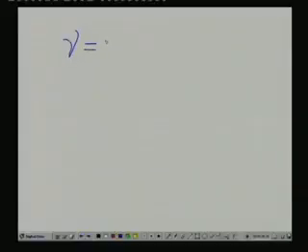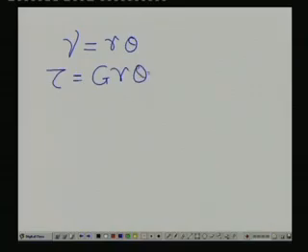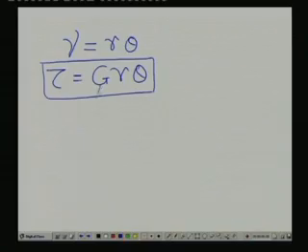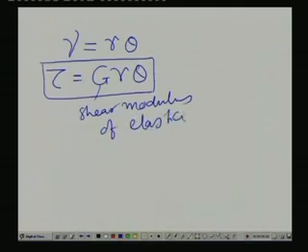So, this shearing stress we have come down as R into theta. So, what is the shear stress tau? Shear stress tau is coming out to be equal to G into R into theta. So this is the relationship we are getting. What is G? This is the shear modulus of elasticity, that we have learned earlier.